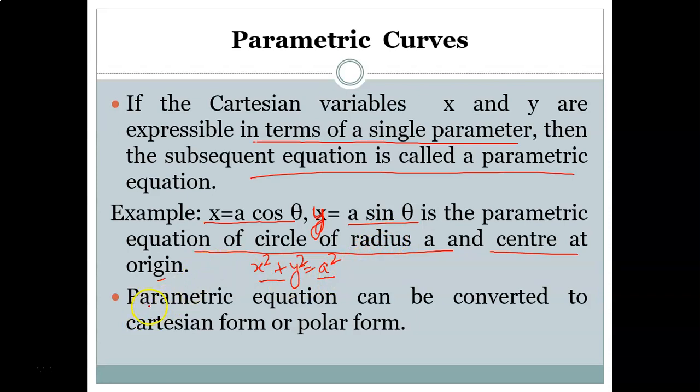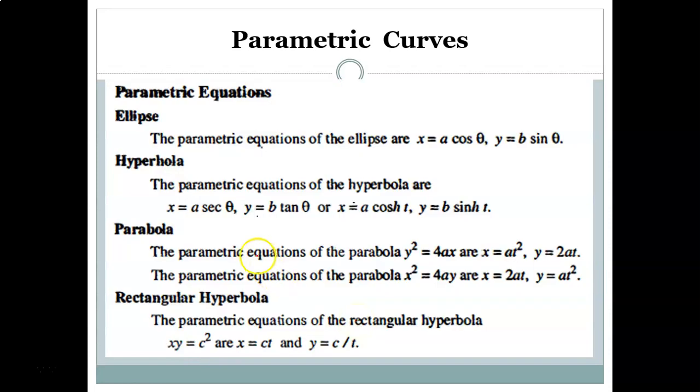So like in the case of polar coordinates, a parametric equation can be converted to Cartesian form or polar form. Now, some standard parametric equations. For an ellipse whose equation is given by x square by a square plus y square by b square equal to 1, the parametric equation is this. It can be verified that when you put x equal to a cos theta and y equal to b sin theta, this equation will be satisfied.